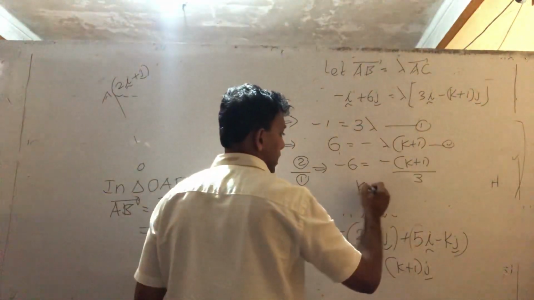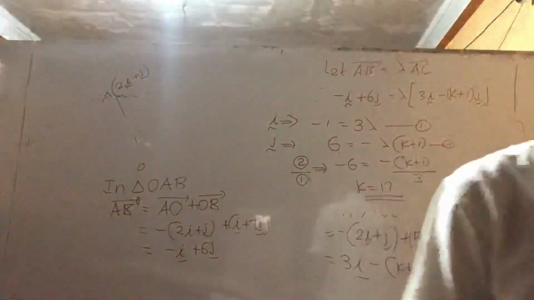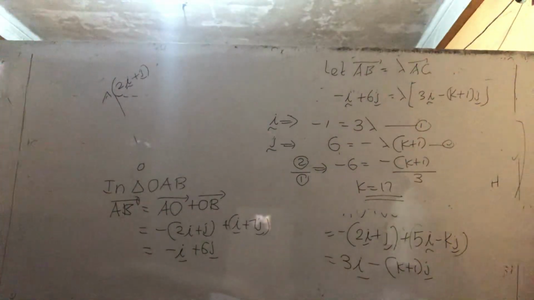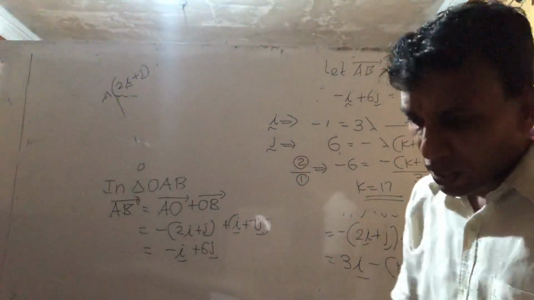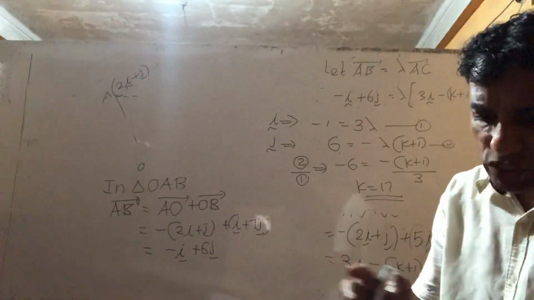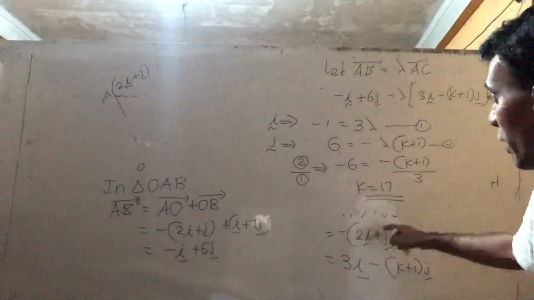17. Check that. K is 17. If you work out K equal to 17, the constant K value becomes 17. And you can tell the answer. The question is there is a ratio between CA and AB, CA to AB. You know lambda. Now you need the lambda value.